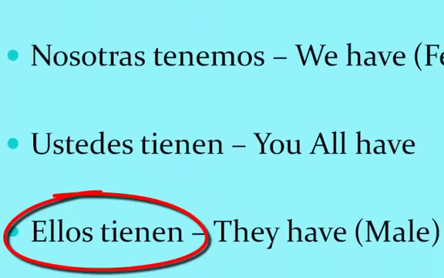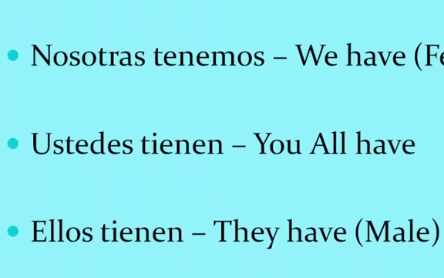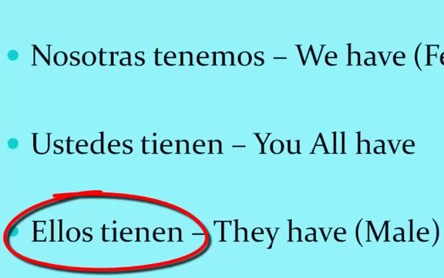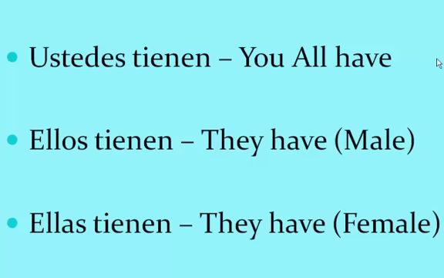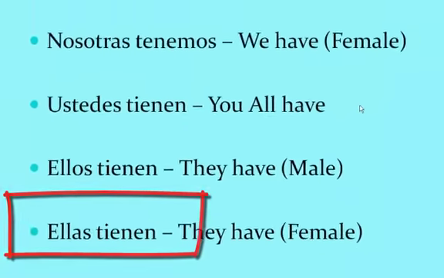Ustedes tienen. And to say they have, the male form, that's ellos tienen. Ellos tienen. And the female form is ellas tienen. Ellas tienen. And just like in the we form, the they form is the same way. If you're talking about boys only, you use the male form. If you're talking about boys and girls, you also use the male form. If you're talking about girls only, that's the female form.